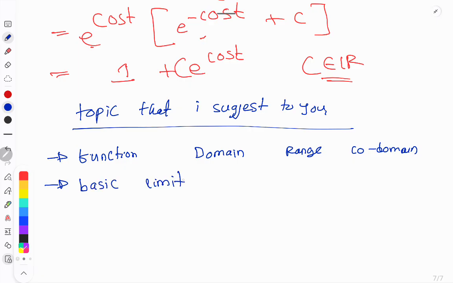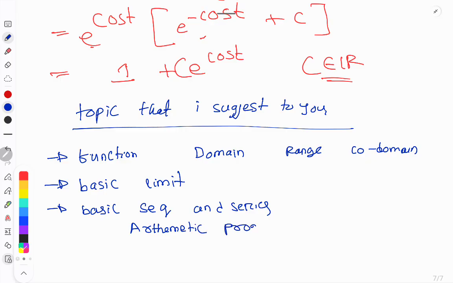Then you can study basic limit, like what is limit, basic limit. Then maybe basic sequence and series, like very basic. What is arithmetic progression, geometric progression, and harmonic progression.